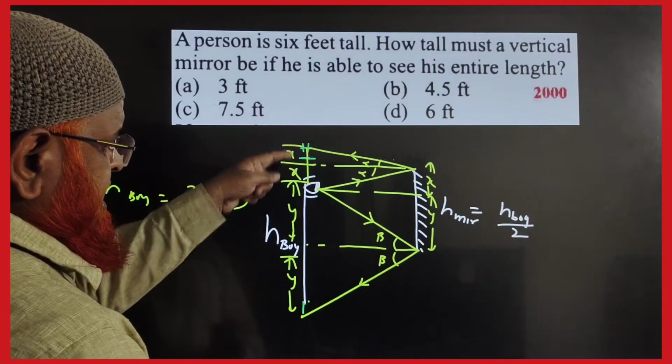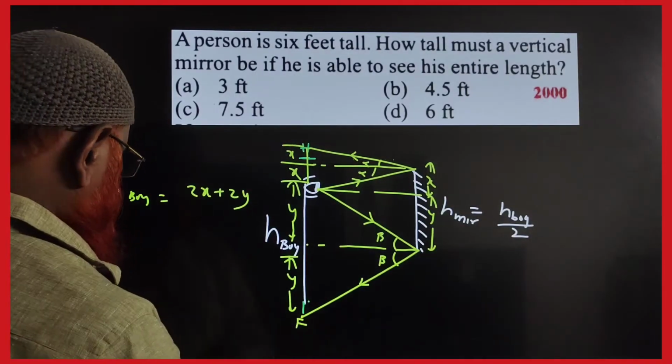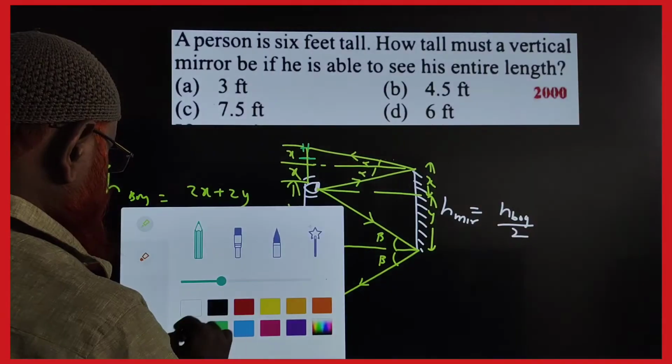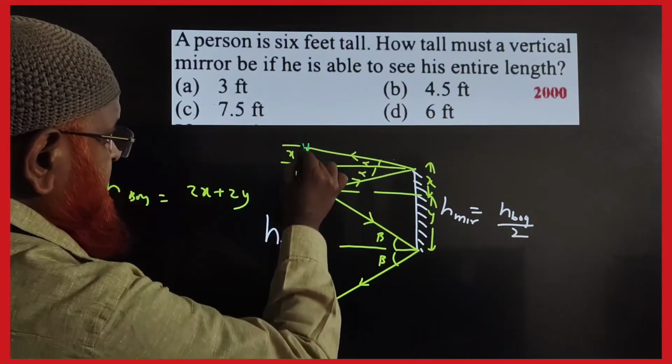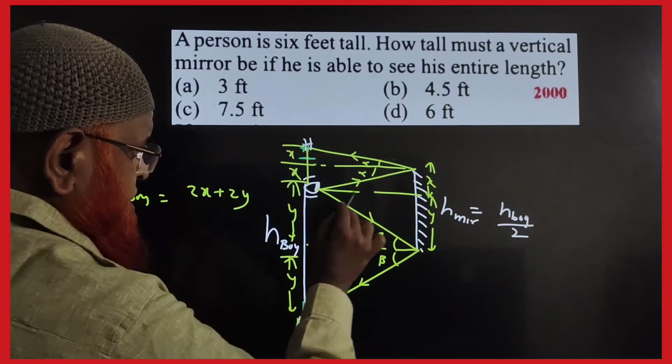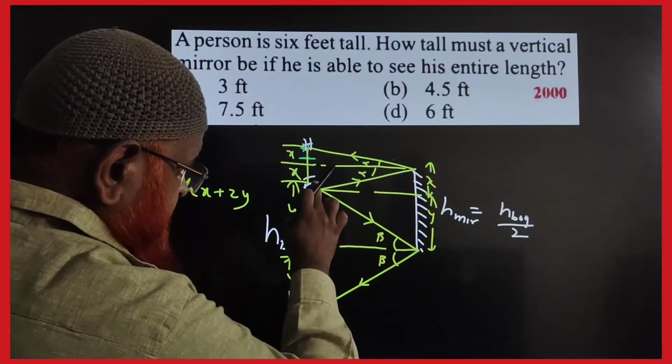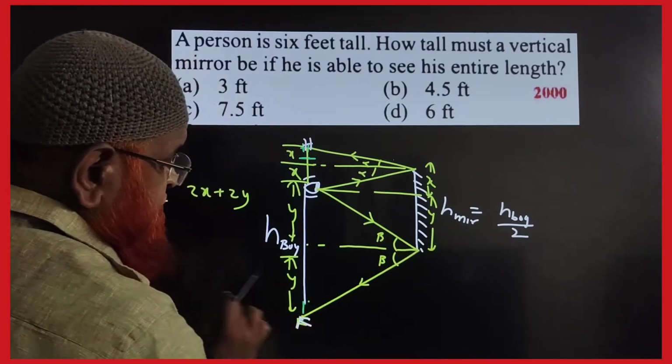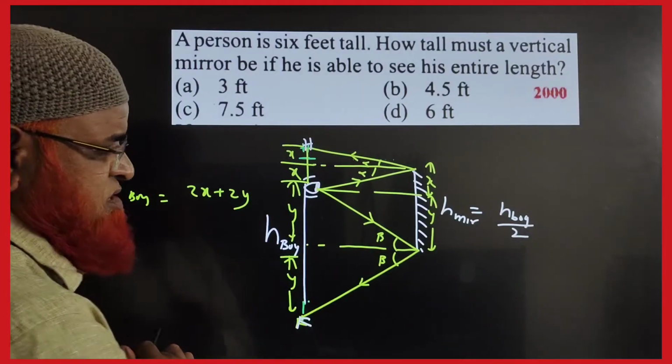His head is here and his feet are here. Head is there. Let's take some other color, so his feet is here and his head is here. So he is seeing here, it reflects and he sees the bottom of the mirror. He sees the feet also easily, isn't it? This is because of reflection.